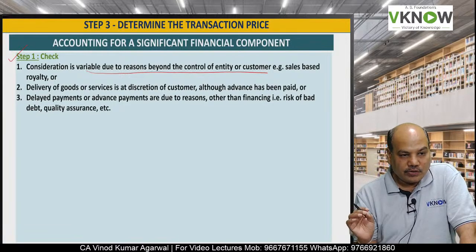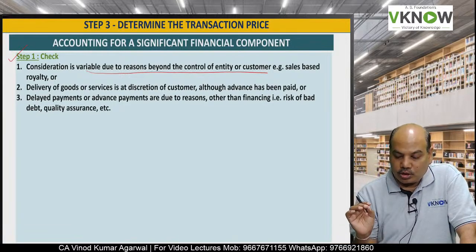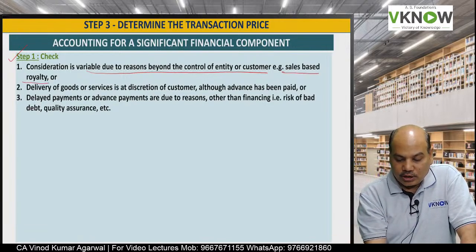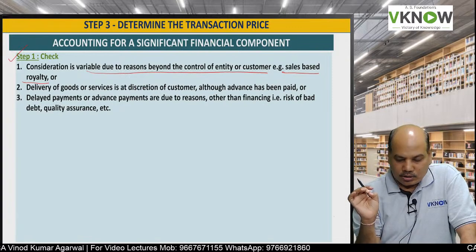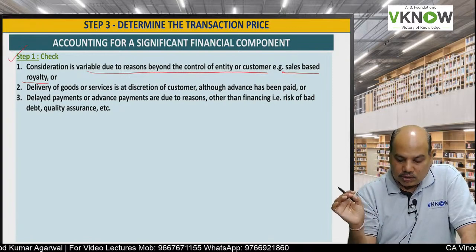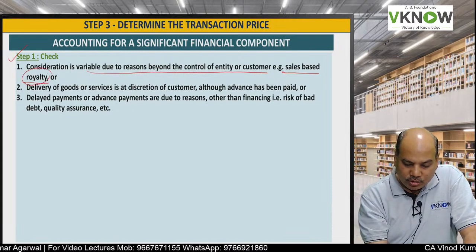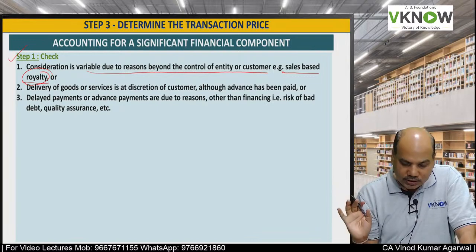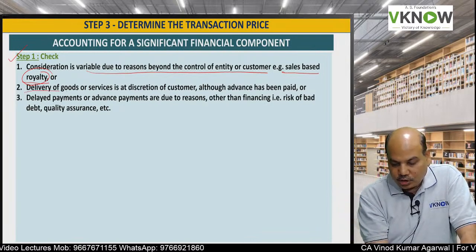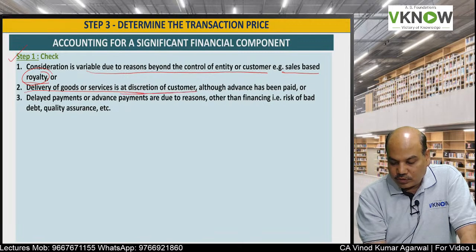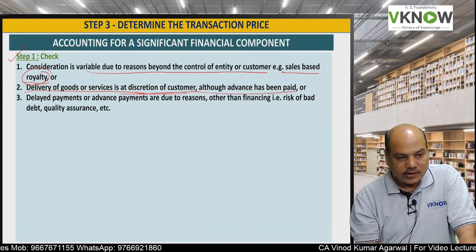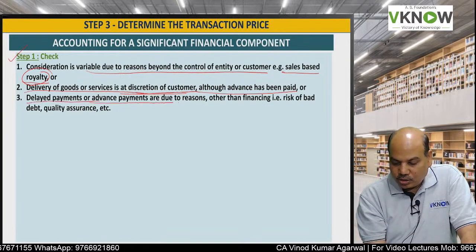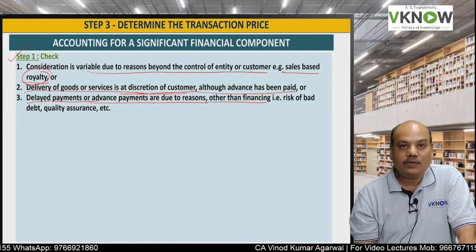If the consideration is variable for reasons beyond the control of the entity or the customer, for example a sales-based royalty. If the royalty is based on the amount of sale, it is variable, which is beyond the control of the entity or the customer. Second is delivery of the goods or services at the discretion of the customer, although the advance has been paid. And the third thing we have to check: delayed payment or advance payment are due to reasons other than financing.